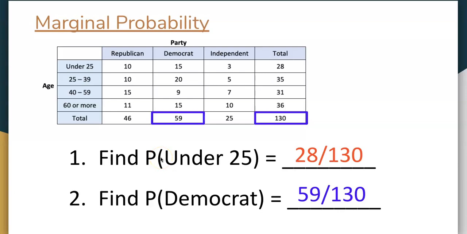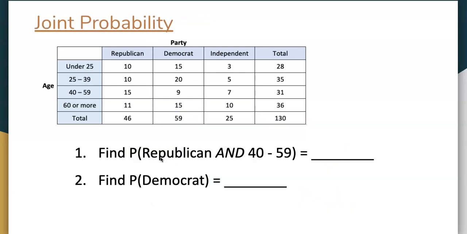Now let's look at the different type. The second type is called joint probability, okay? So let's read. Find the probability that a chosen person is a Republican and that person is between 40 and 59. Now let's see where that is. We can choose anybody in this room full of 130 people, right? But how many of them are Republican and in the 40 to 59 age group?